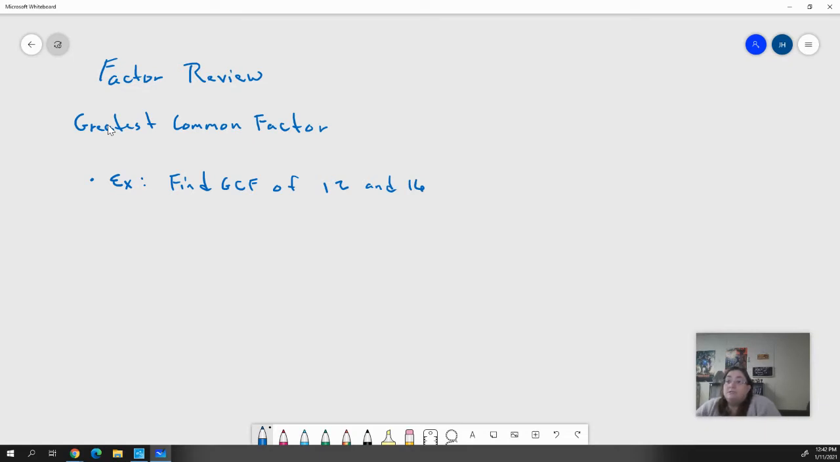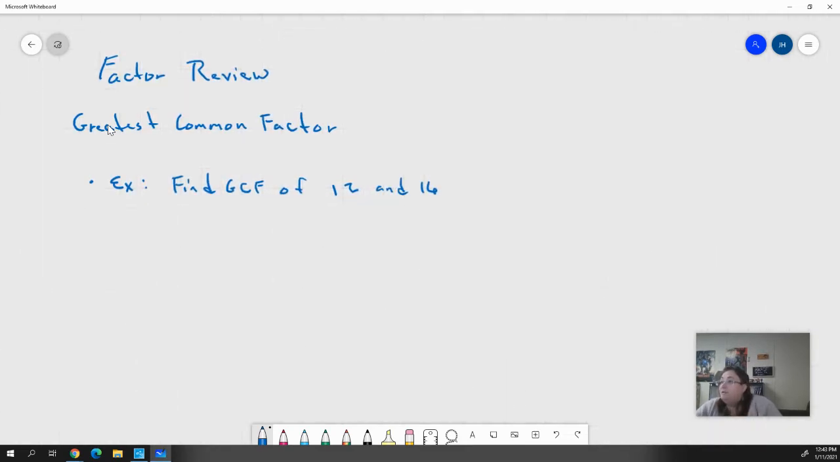Now, these are just numbers. It's really easy to pick apart the greatest common factor of 12 and 16 because we can just list all of the factors, right? If I have 12, I know that 1 times 12 equals 12, 2 times 6 equals 12, 3 times 4 equals 12, and that's pretty much it. Those are all of my factors of 12, right? I have 1, 2, 3, 4, 6, 12. All the factors of 12 are listed.